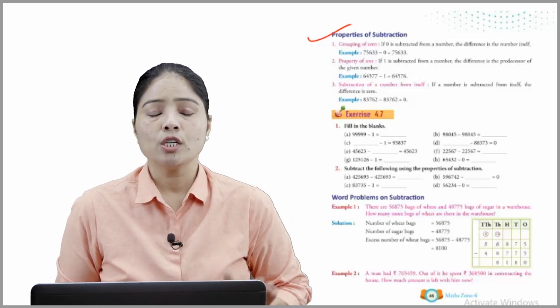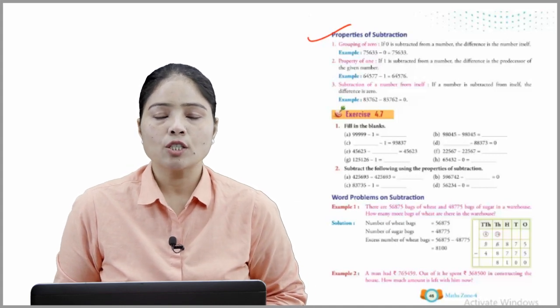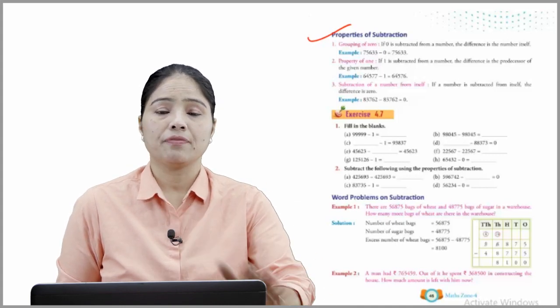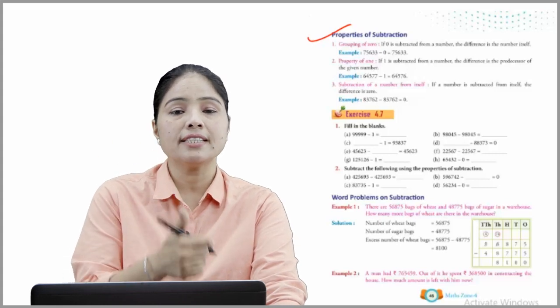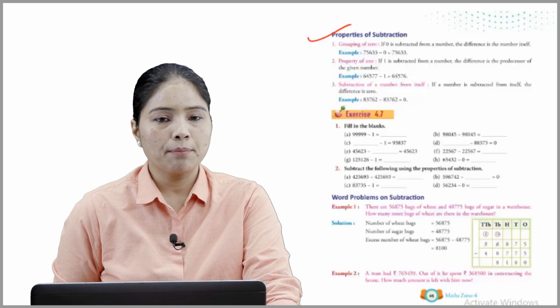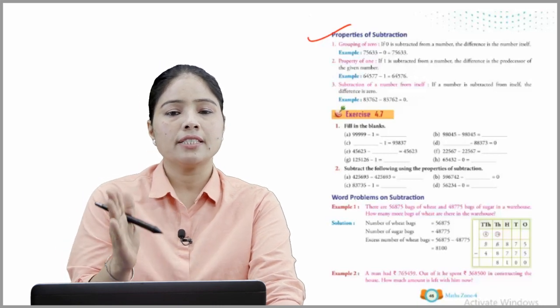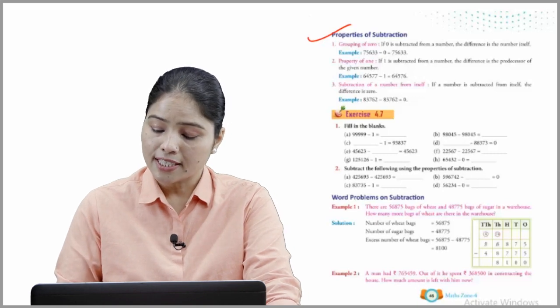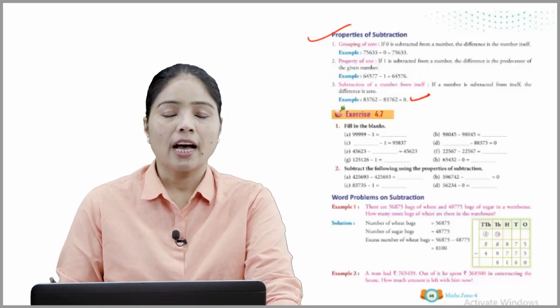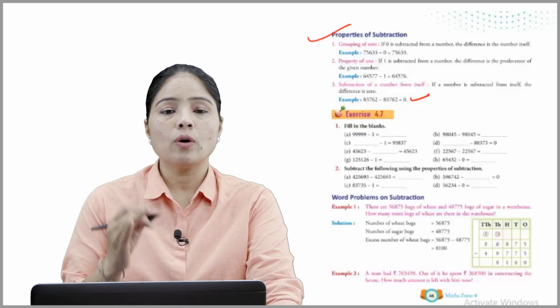I hope you understood. So now third, subtraction of a number from itself. If a number is subtracted from itself, the difference is 0. Example, 83762 minus 83762, your answer is 0. Okay, I hope you understood all.